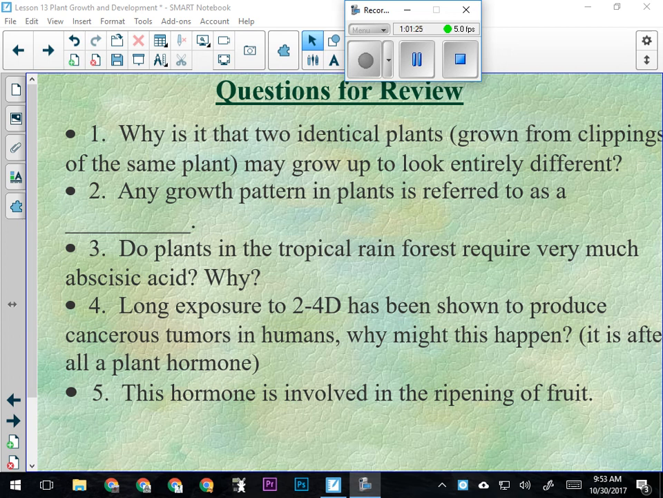They are caused by a plant hormone. They're all caused by auxins, right? We secrete auxins on one side. More auxins on one side than the other grows faster, and makes the curve.